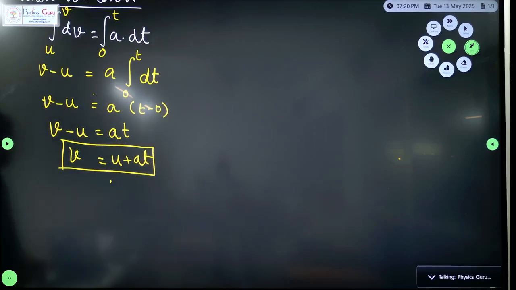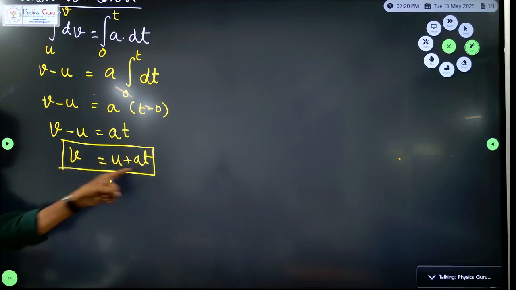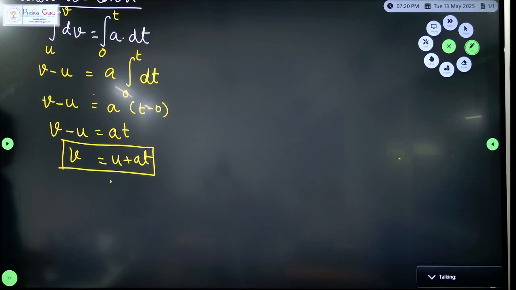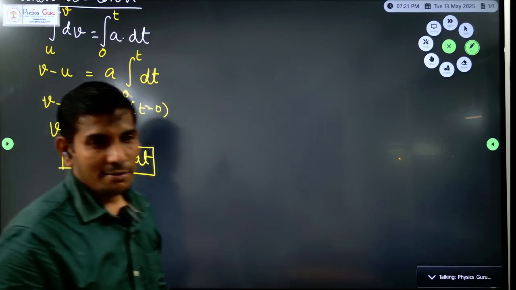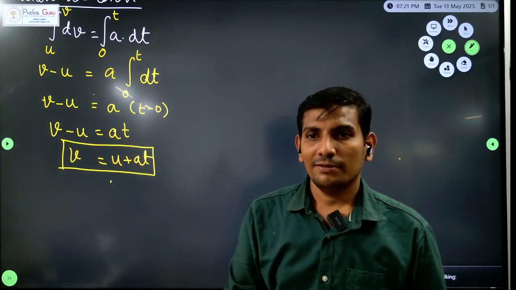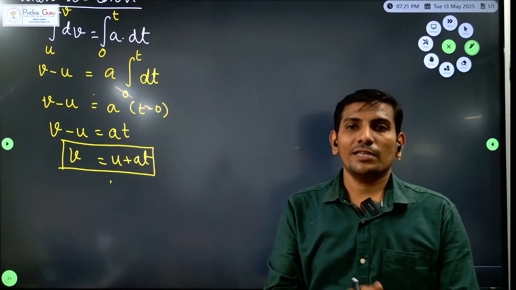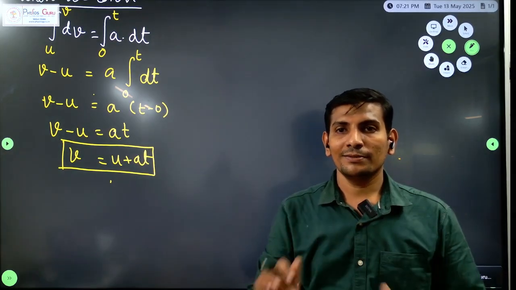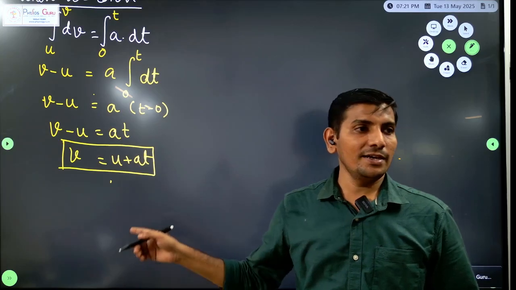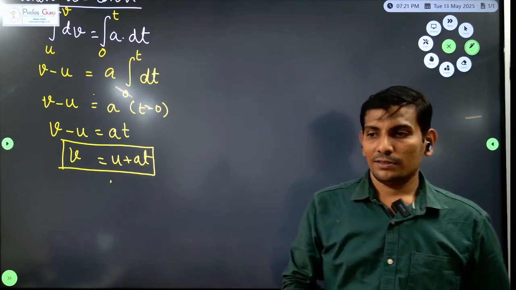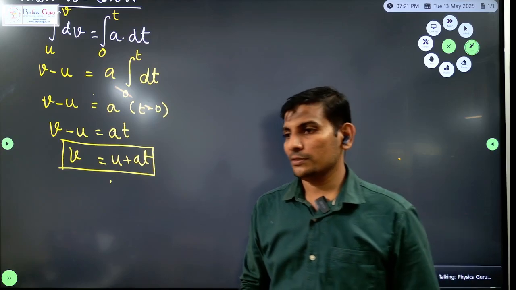What is this? What is this? The boxed one. Grade 9. Chapter name, motion. This is the second equation of motion. Am I right? Uniform motion. Right or wrong?